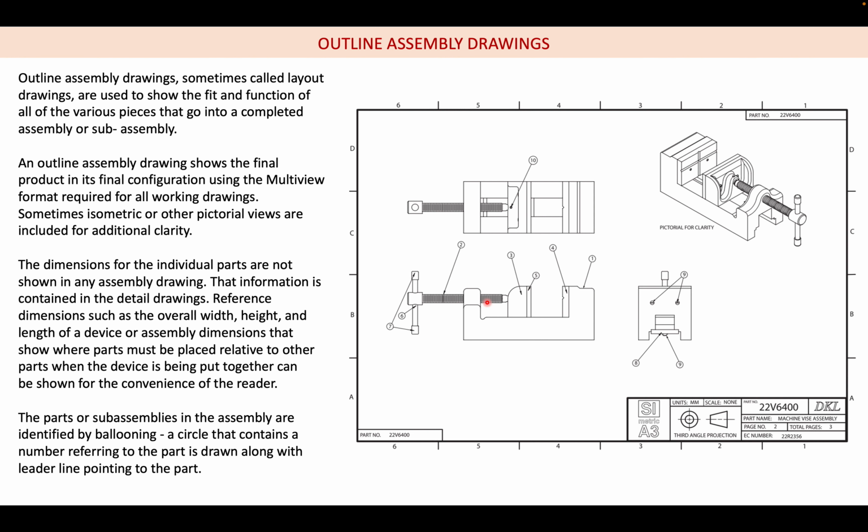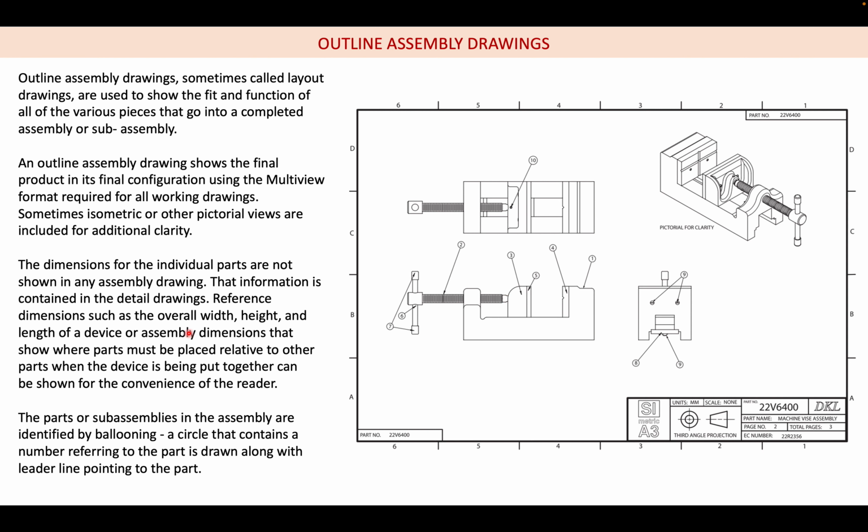In an outline drawing, the dimensions are preferably not shown. That information we can see in the detailed drawing. When we see the detailed drawing of each part, that is where we will see the dimensions of each part. When they are assembled together, using the dimensions in the part drawings, we can estimate the dimensions of the assembly.